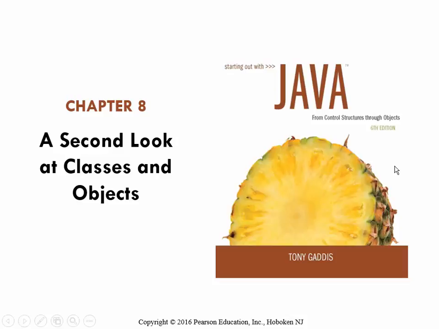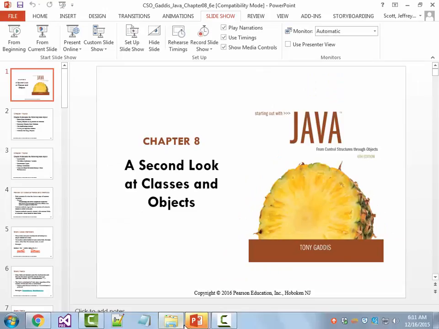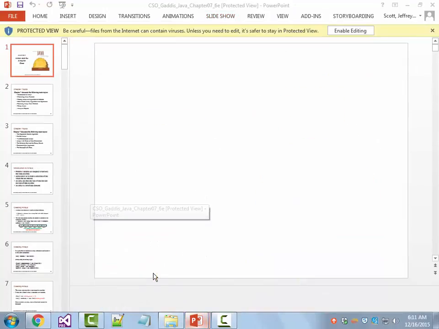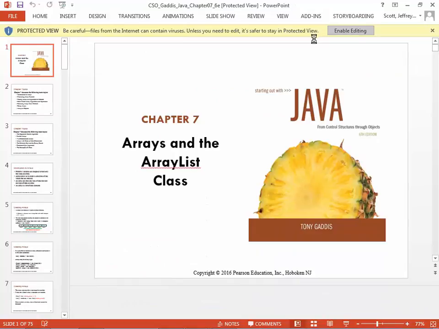All right, hello again. This is Jeff Scott of Blackhawk Technical College, and I have been going over a series of PowerPoint lectures from the Starting Out with Java from Control Structures Through Objects 6th edition textbook by Tony Gaddis. That is the book that we'll be using for the 152-143 beginning Java programming class for the spring 2016 semester. And I actually want to bring up Chapter 7, not Chapter 8. So I'd like to go over Chapter 7 right now.